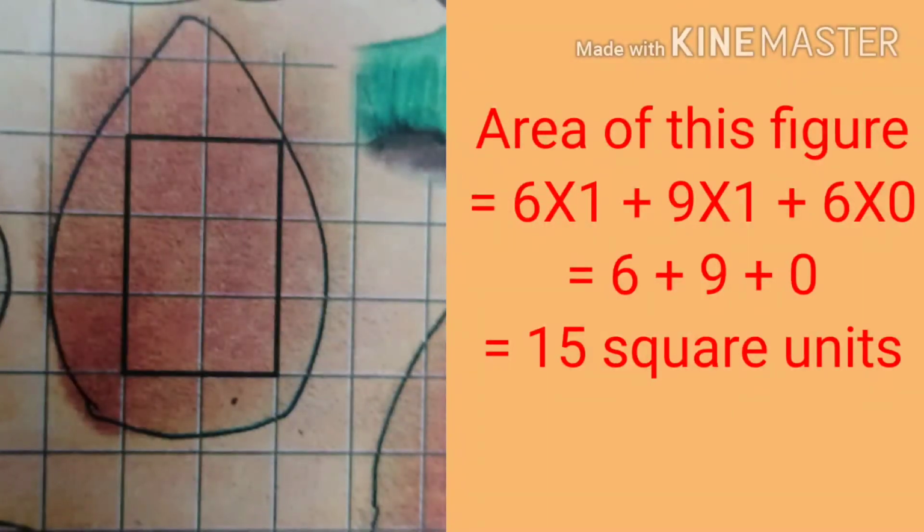So the area of this figure will be 6 into 1 plus 9 into 1 plus 6 into 0. It means 6 ones are 6, 9 ones are 9 and 6 zeros are 0. After adding 6 and 9, we will get 15 square units. Because full square will be counted as 1, more than half will be counted as 1, but less than half will be counted as 0.